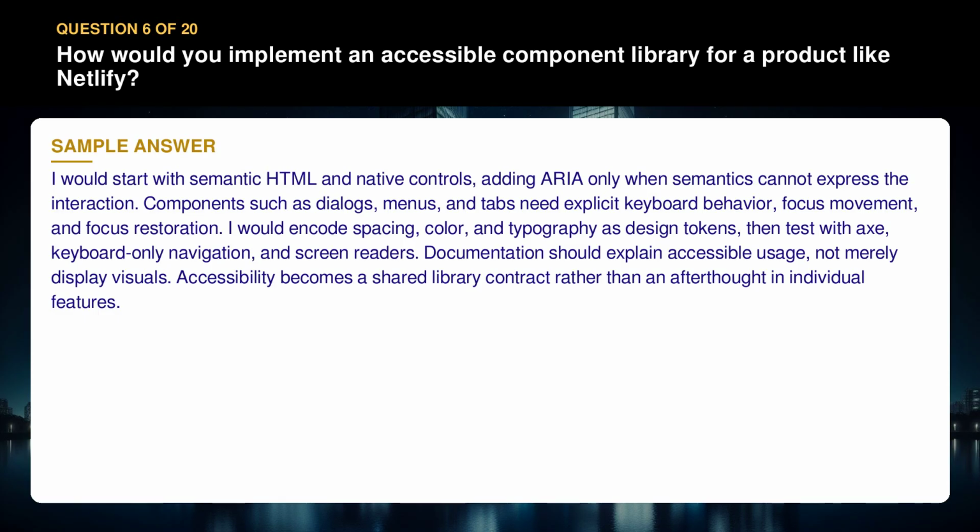I would encode spacing, color, and typography as design tokens, then test with axe, keyboard-only navigation, and screen readers. Documentation should explain accessible usage, not merely display visuals. Accessibility becomes a shared library contract rather than an afterthought in individual features.